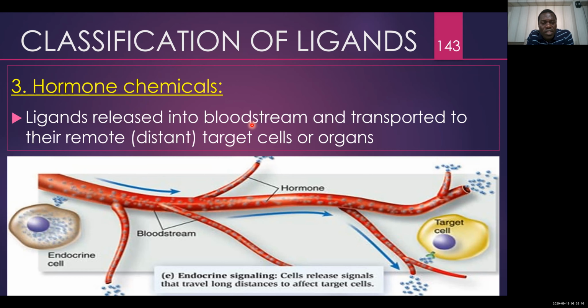We can still revisit the concept I gave you about the pituitary gland releasing growth hormone, which acts on some cells in the femur. There is no way growth hormone can travel all the way from the brain to your lower limb through diffusion. It will never reach. But this is made possible if that chemical is released into the bloodstream. So when chemical messengers are released into the bloodstream, we call those chemical messengers hormones. Such types of ligands are called hormones.